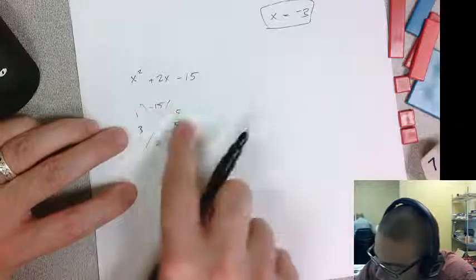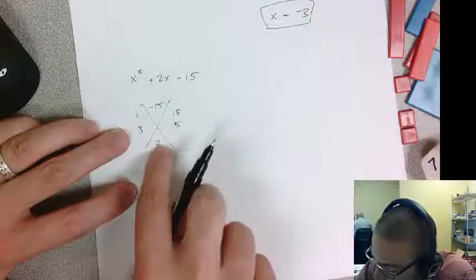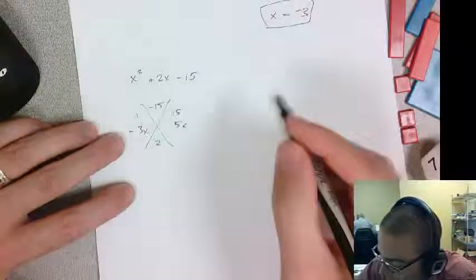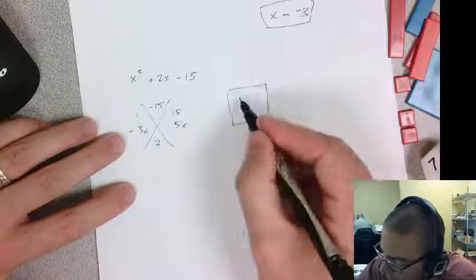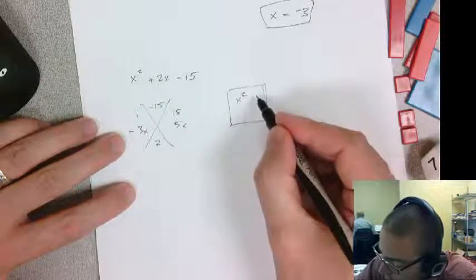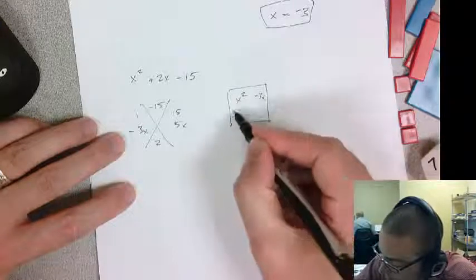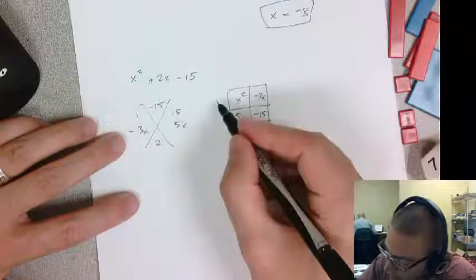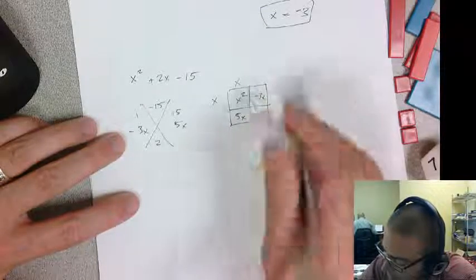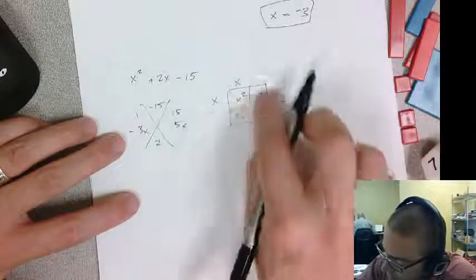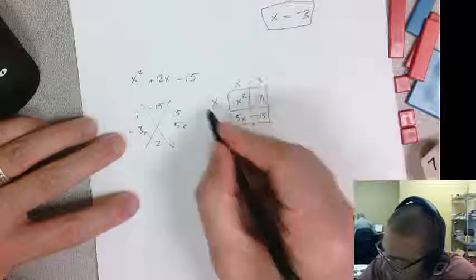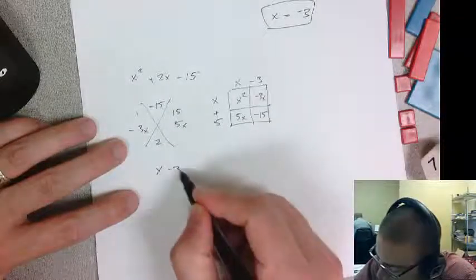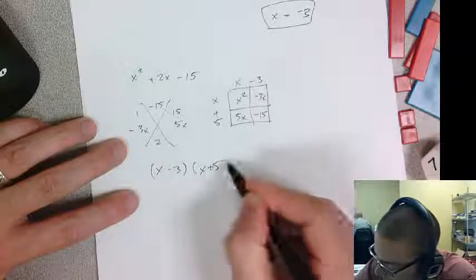One of them has to be negative. So I want to end up with a positive 2, so that means this one needs to be negative. So I have negative 3x and positive 5x. So my general rectangle would be x squared, minus 3x, 5x, right, is my split, and negative 15. So this would be x and x. The greatest common factor is an x, so then this would be minus 3, and this would be plus 5. So this would be x minus 3 times x plus 5 is equal to 0.